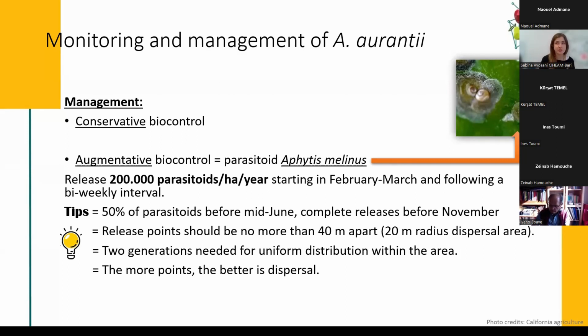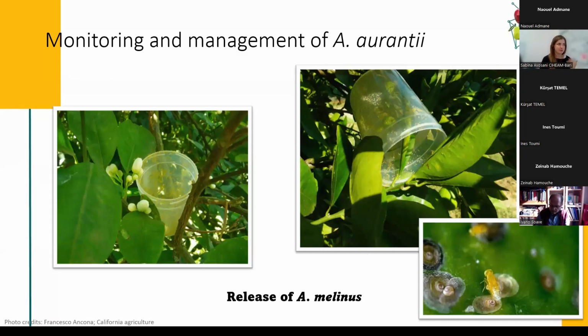Given that the dispersal of the insect is not really extended, you should not have release points more than 40 meters distant from each other. And remember that the more release points there are, the better the dispersal and the biocontrol efficiency of Aphytis. Here in this picture, you can see some examples of the releasing of the parasitoid.